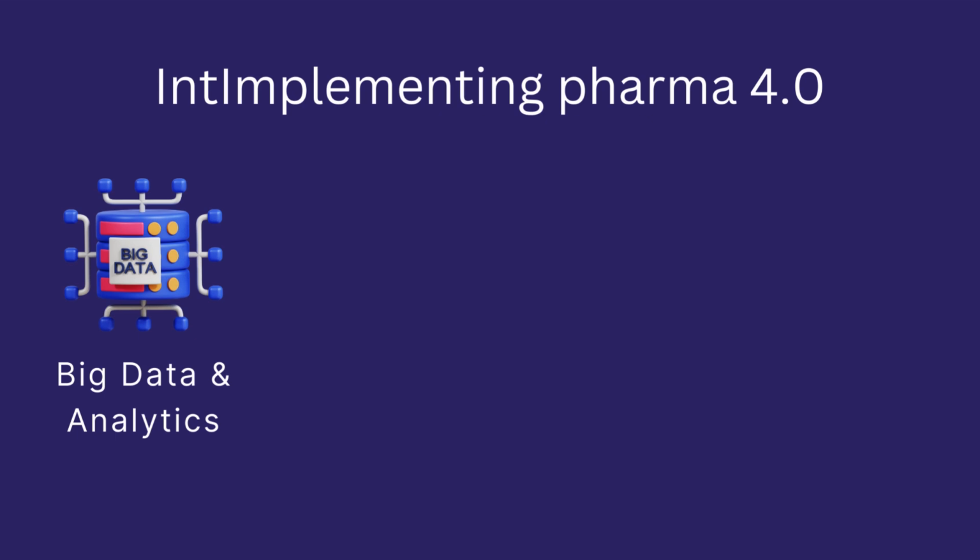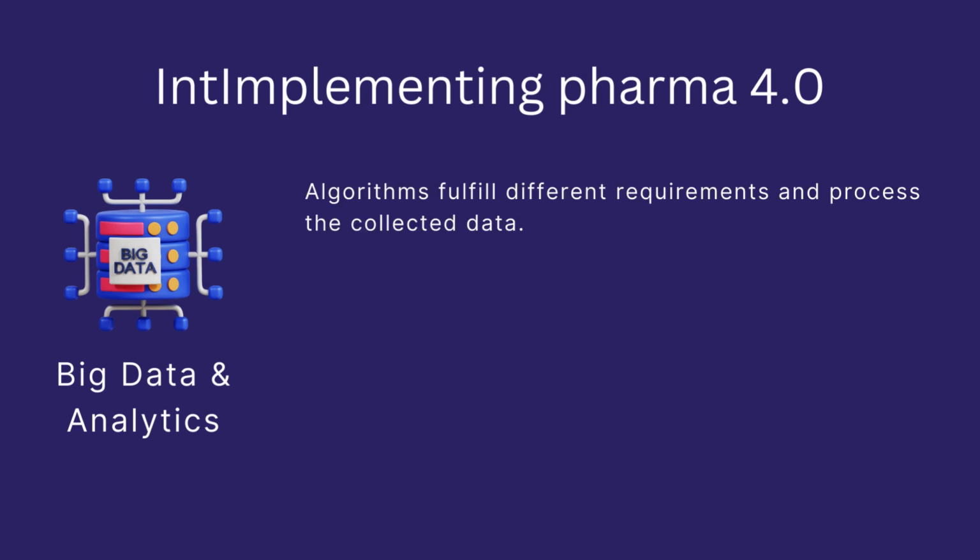Big data and analytics. Analytics is generally defined as a set of algorithms that fulfills different requirements and processes the collected data. Analytics helps to extract the information from the raw data into a format that can be fed to various enablers of Pharma 4.0. Big data refers to the hardware and software that collects available data from associated production departments and processes.